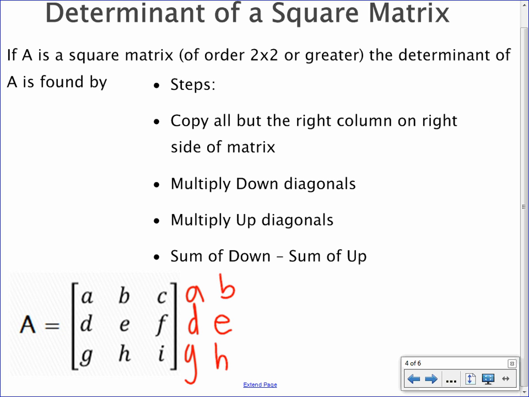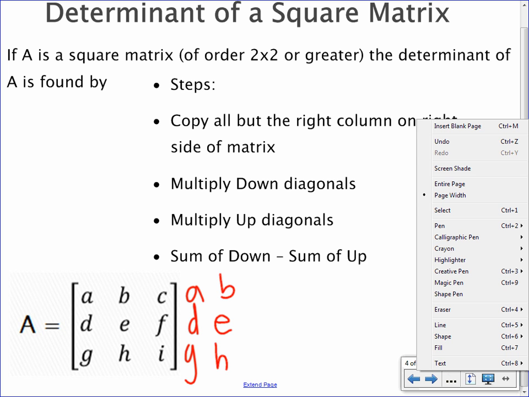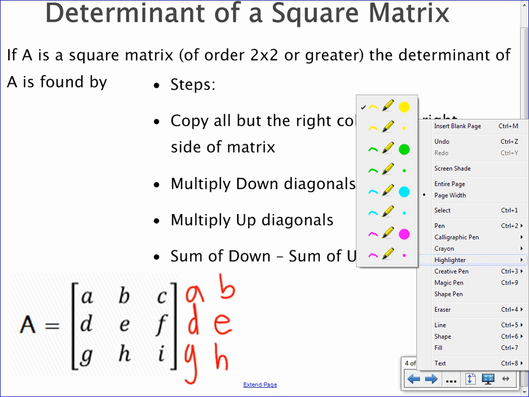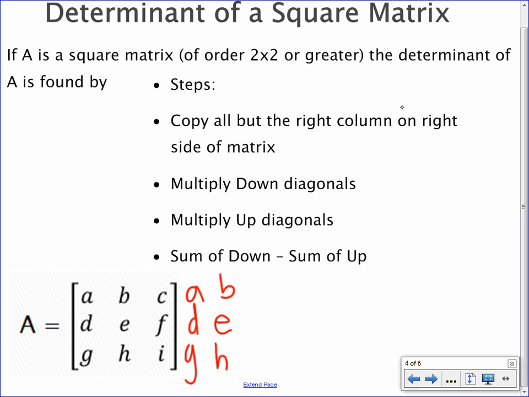Okay. We are still going to do our criss-cross motion. What we're going to do is multiply our down diagonals, so our criss diagonals. Alright? We'll do yellow.